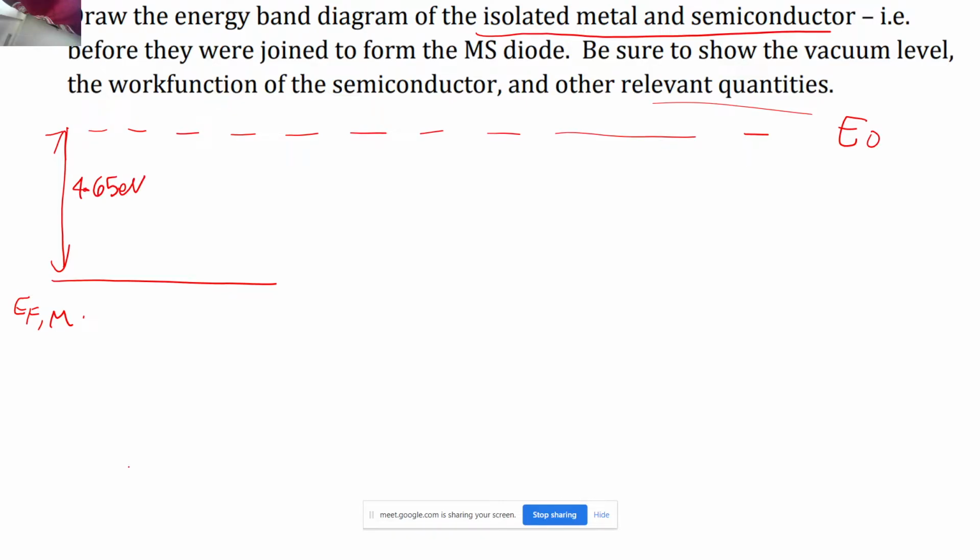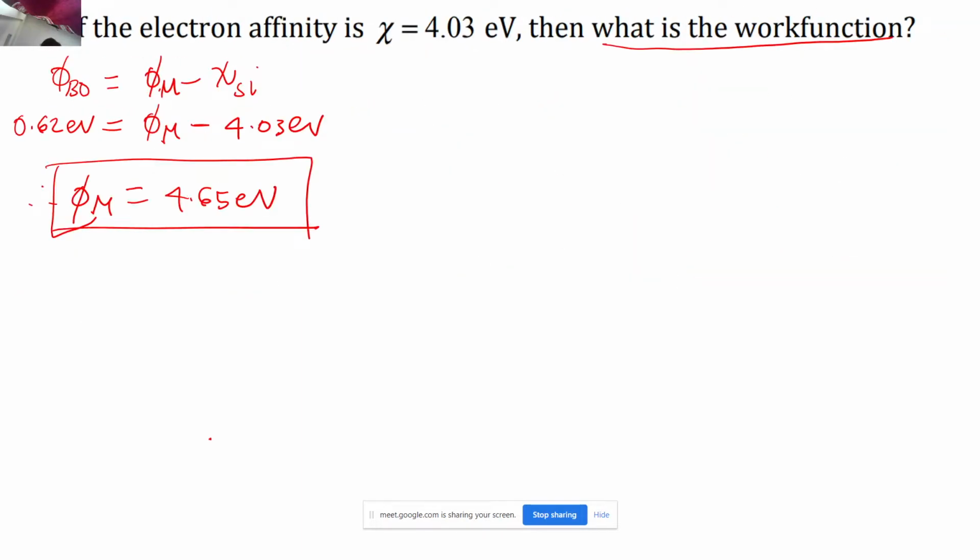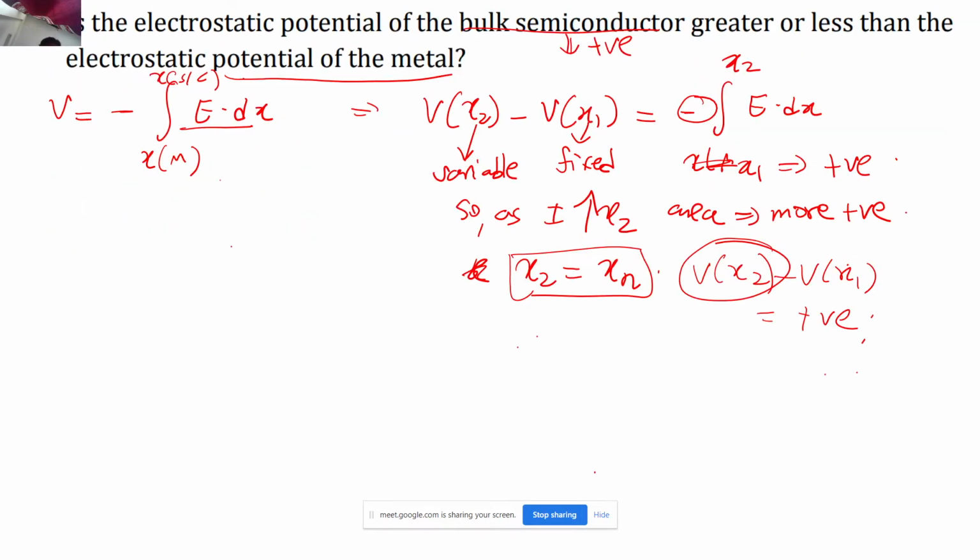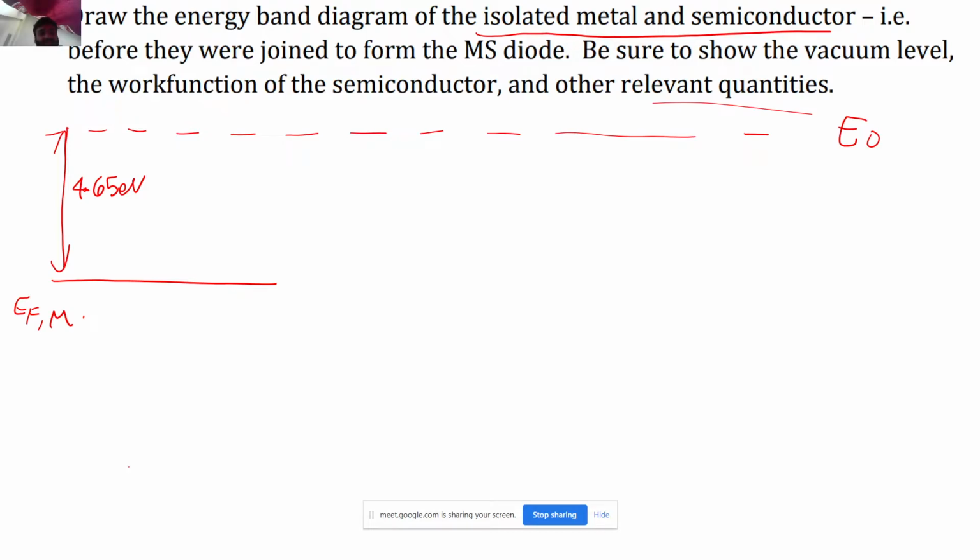And now somewhere there will be the Fermi level of the semiconductor, right? Now I just wanted to know whether this Fermi level will be above or below. What I actually know is that they have given me the electron affinity, right? It has been given to me as 4.03 electron volts, correct? So now this 4.03 will be lesser as compared to this 4.65 electron volts, and hence my EC level will be somewhere over here. This is 4.03 electron volts, correct?